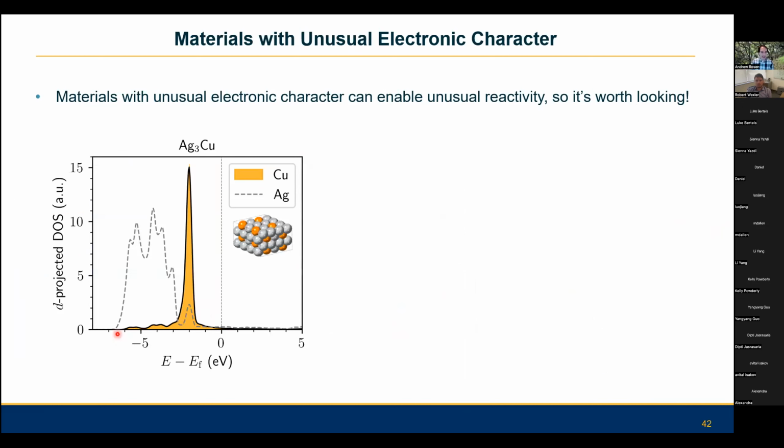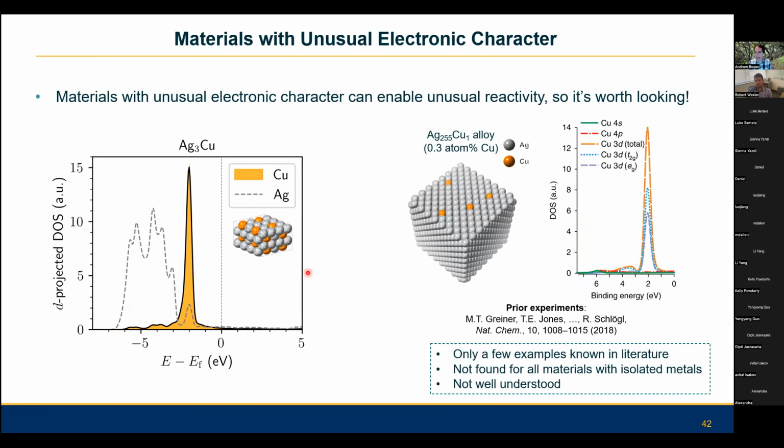In gray is the density of states for silver, and orange is the density of states for the copper atoms in this silver copper compound. And you can see that the silver is nothing special, but the copper has this very, very narrow electronic structure, this very narrow density of states on the d orbitals that is reminiscent not of that solid, but more like the atom picture, that lone atom, which is interesting. And again, this was motivated by prior work that looked at the even more dilute case.